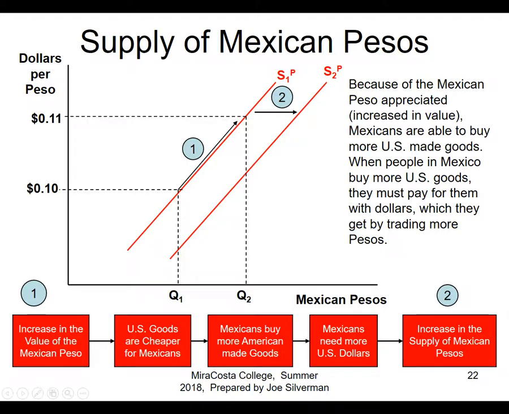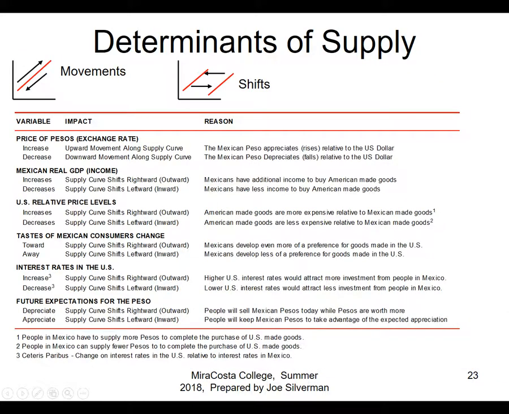Okay, so let's talk a little bit about things that will lead to movements along the supply curve for Mexican pesos versus things that would lead to a shift in the supply of Mexican pesos. So if the value of the Mexican peso were to increase, meaning that it now takes more dollars, or more cents of a dollar, to buy 1 peso, then we show that as an upward movement along the supply curve. In other words, we're moving vertically, if you will, upward.